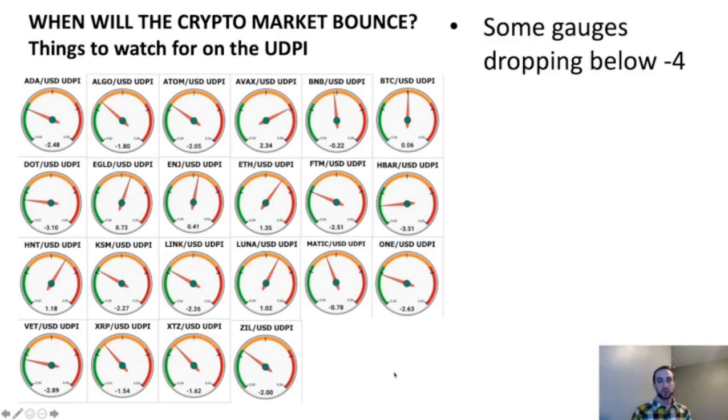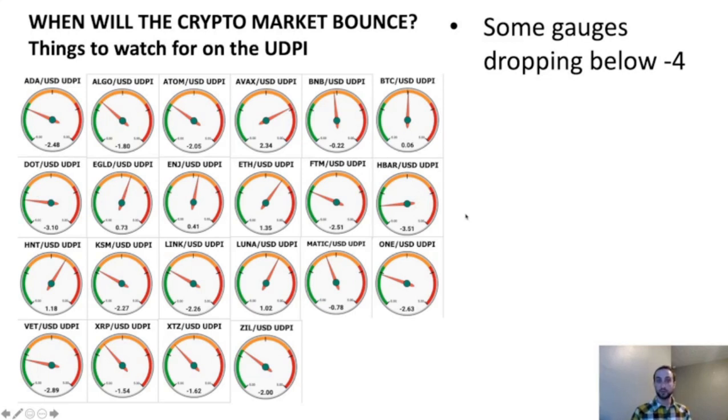Here's one. One thing that will be interesting to see is if and when some of these gauges drop below -4. Currently, none of them are below -4. We have some that are pretty low risk. We've got DOT over here, which is -3.1. We've got HBAR, -3.51, both below -3. But those are the lowest, and there's nothing that's below -4.